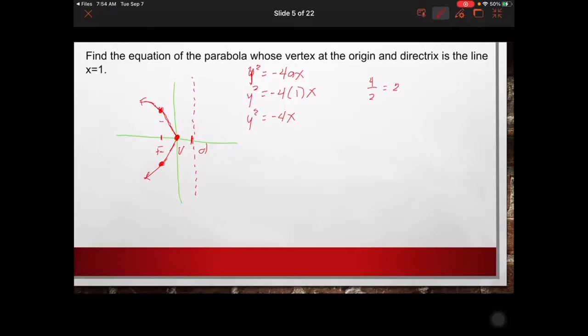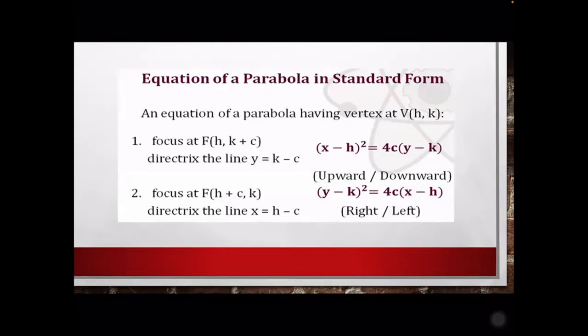Opening to the left. Okay, so let's have the equation of the parabola in standard form. An equation of the parabola having the vertex at (h, k), so therefore it's not anymore (0, 0). The focus at (h, k plus c). The directrix is still y is equal to k minus c. So magkakaroon lang tayo ng (x minus h) squared is equal to 4c times (y minus k). And another is we will have here (y minus k) squared is equal to 4c (x minus h).